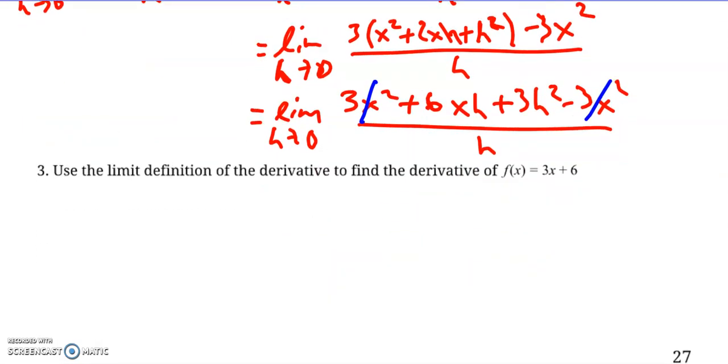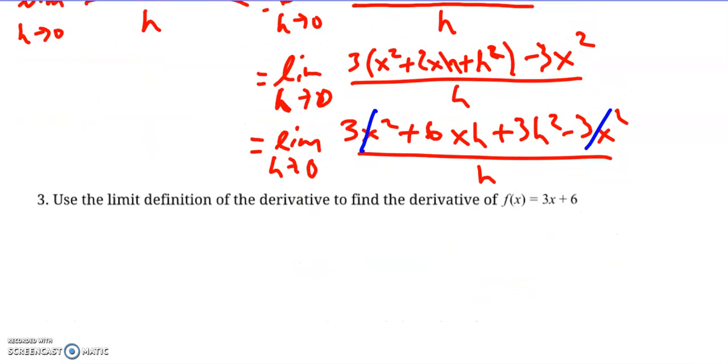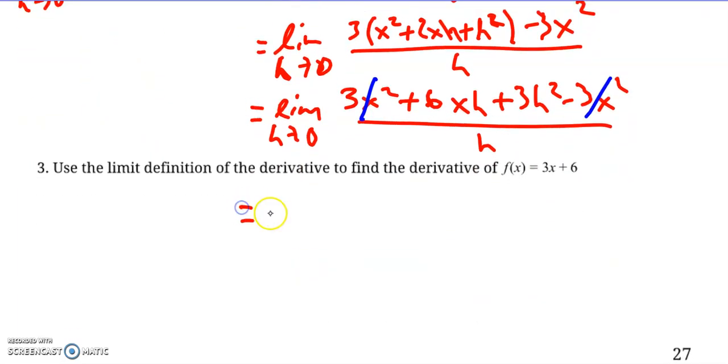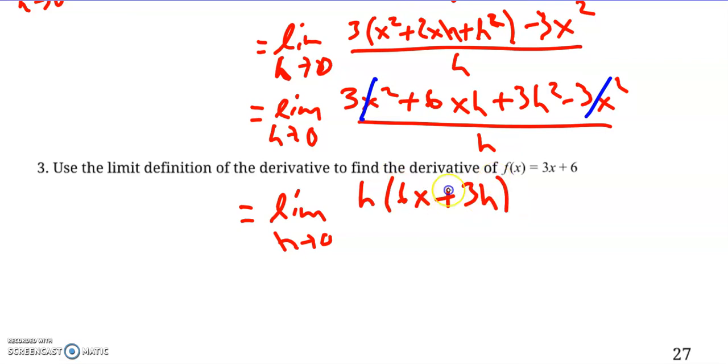So I know this is taking a few steps, and I'm actually going to start writing in here to part 3 or number 3. But hopefully as you get better at this and you have been practicing, you can start skipping a few steps or do a little side work. Maybe just do all that foiling on the side. Okay, so now I'm going to pull out that h, get 6x plus 3h, and then you can see the h cancels.